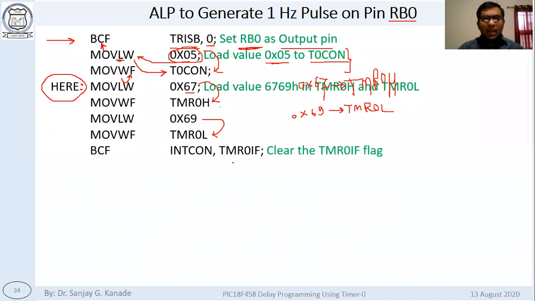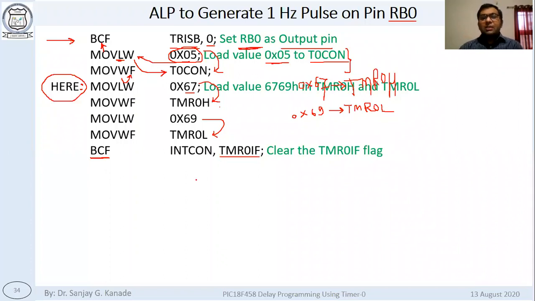So to clear the flag, we have the BCF instruction again. But for this BCF, what do we need? BCF is going to clear a bit in F. That's why we must know where that particular bit is. TMR0IF is the flag, which means it is a single bit. We want to make that bit 0, but where that bit is located has to be known.